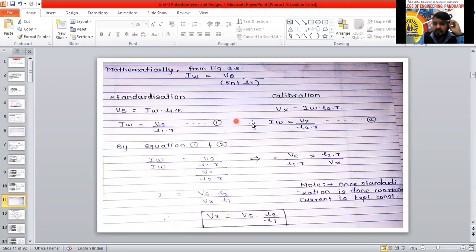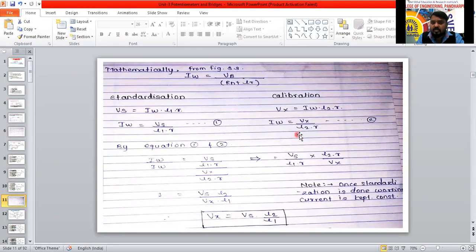Similarly, here also IW equal to Vx divided by L2R we can write. So here IW equal to Vs by L1R, and here IW equal to Vx by L2R. We have found two equations here. Dividing equation 1 by equation 2, I will do that one.